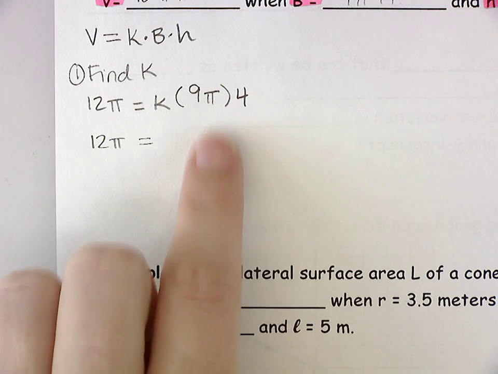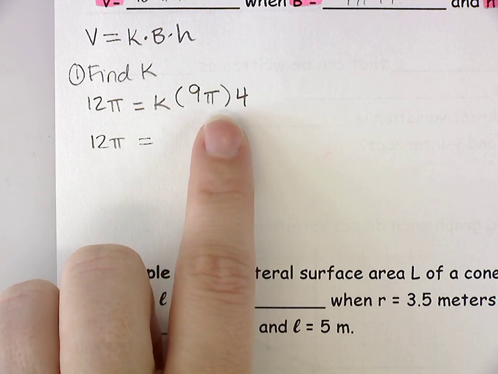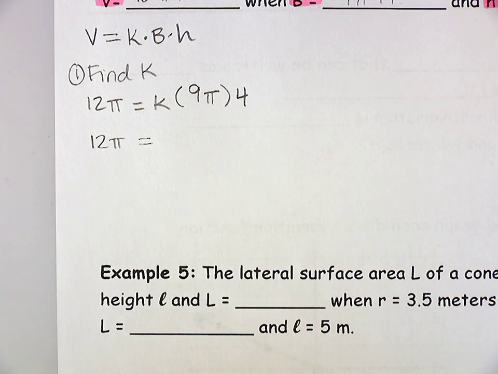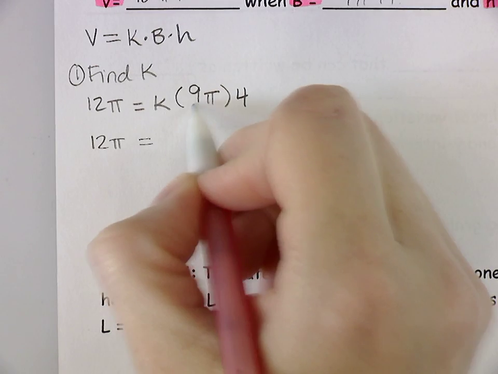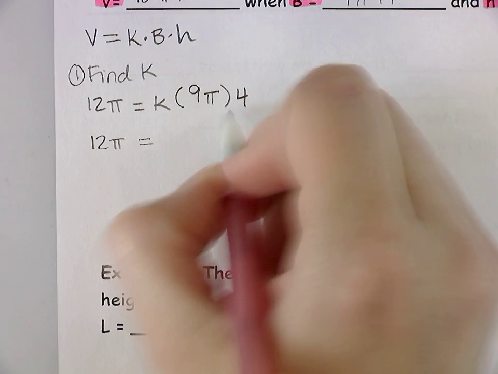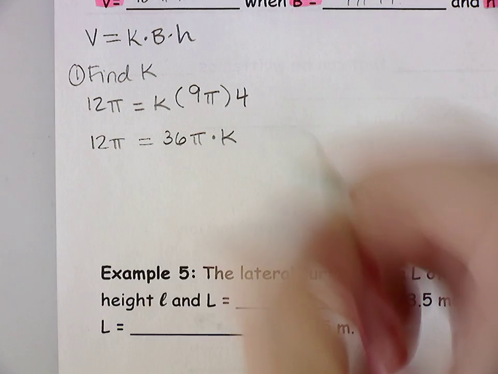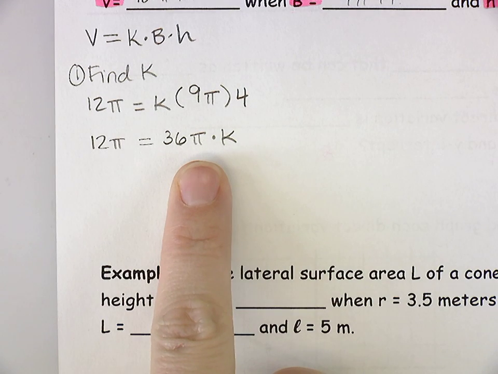Do you think you could tell me what this is? Isn't that like 36 pi? Yeah, exactly, 36 pi. All you have to do is multiply the 9 and the 4 together. So this is 36 pi times k. If I want to get k by itself, Arandi, what do you think I have to do to both sides?